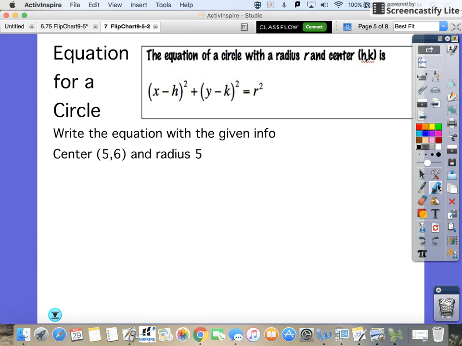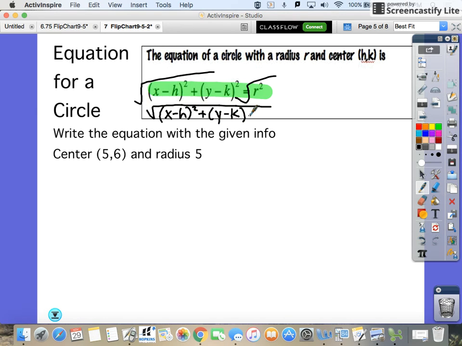The formula looks very similar to the distance formula. Really, the only difference would be if we were to square root both sides, then we would have almost exactly the distance formula that we were using in the last lesson. But we're setting it equal to r, and h, k are there instead of x2 and x1. So what's happening is we have a circle that's drawn with a center of 5, 6.